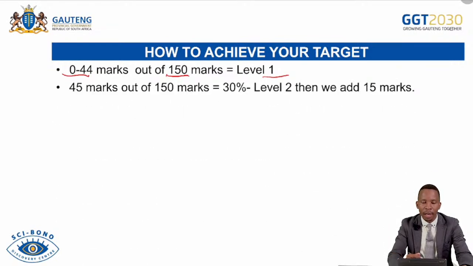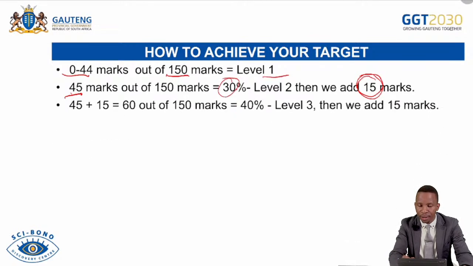And then anything from 45 out of 150 will give you 30%. So from 45 we have 30%, and then from there we add 15 marks. If we add 15 marks to 45, it takes us straight to 60. 60 over 150 is giving you 40%, which is your level 3. So 45 plus 15 gives us 60. That is 40% for you.